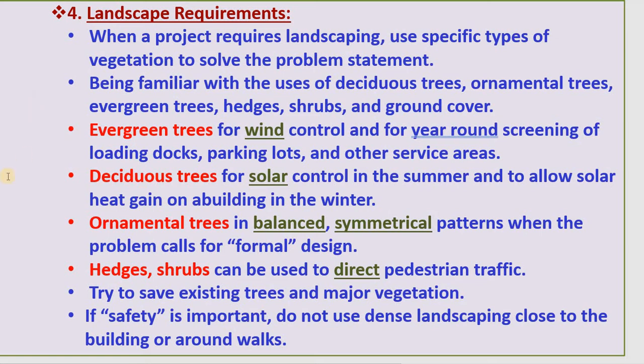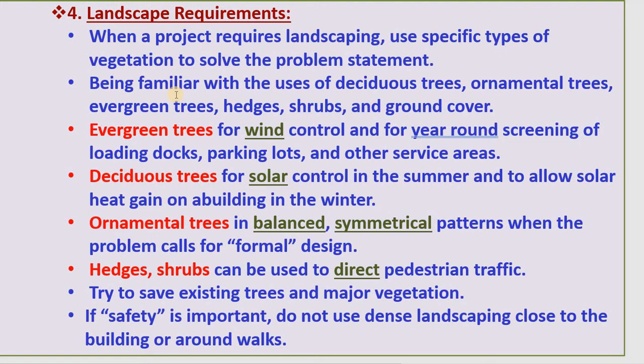Okay, number 4 is the landscape requirement. When you design a building, you also pay attention to the landscape around the building. There are many ways you can design the landscape, and you also have many different types of trees you can select to design around the building. But basically we usually use deciduous trees, ornamental trees, evergreen trees, hedges, shrubs, and ground cover. Basically we have many different types of trees, but there are a few of them you usually see regularly.